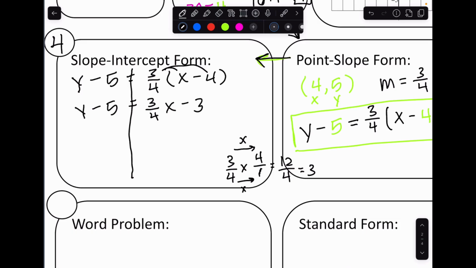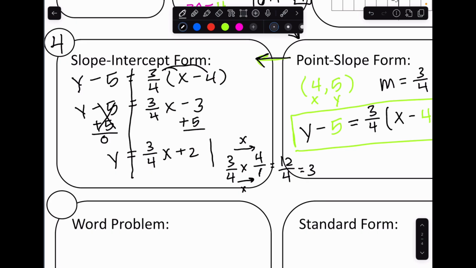Now we just have to solve. So how do we get y by itself? We have to get rid of this negative 5. The opposite of subtracting is adding. So we're going to add 5 to both sides. Negative 5 plus 5 equals 0, so we can cancel it. All we have left is y. 3/4 x is not a like term with 5, so that stays the same. Negative 3 plus 5 equals positive 2.